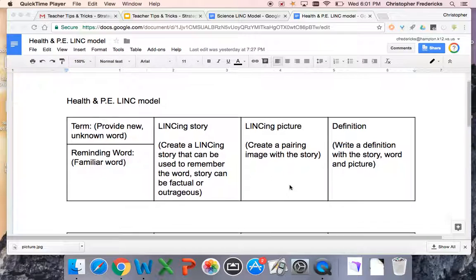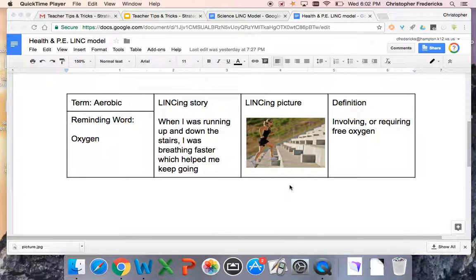So moving on to a health and PE example, here is one. The term is aerobic, and the reminding word that I kept thinking about is oxygen-based. The story that I came up with, or the sentence, is: when I was running up and down the stairs, I was breathing faster, which helped me keep going. And here is the image that helps link my story, which helps me link to the new vocabulary term. And then here is a definition that I came up with after a little bit of research and also with the story and new term. Let me show you another example.